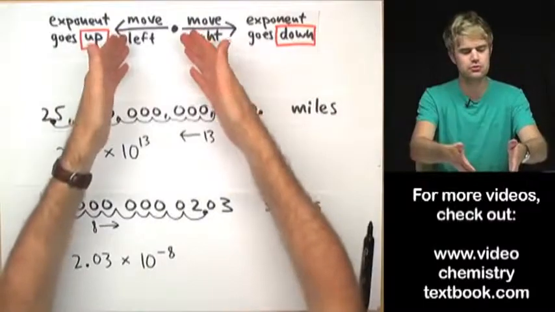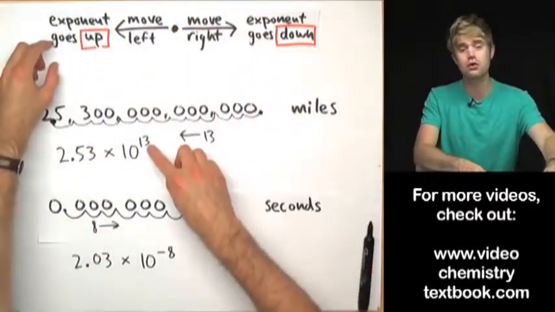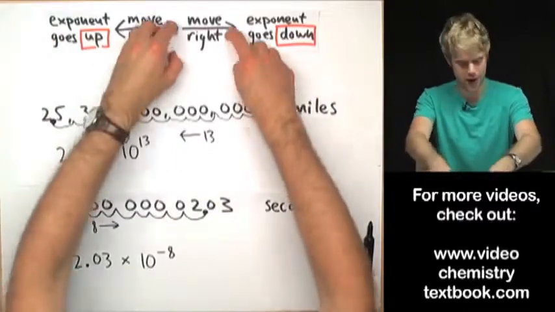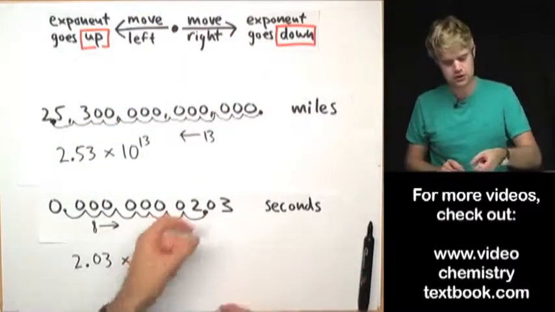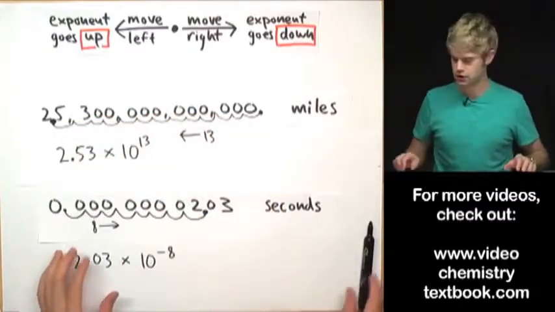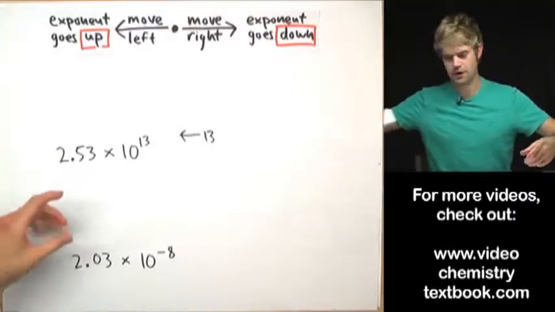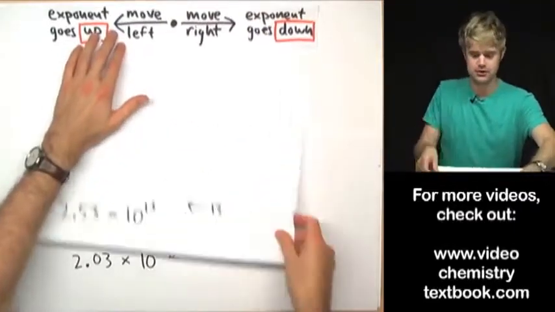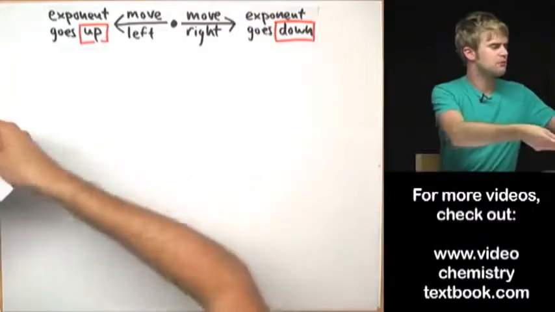So I've summed up these rules here. Here's a decimal place. You move it left, the exponent goes up. You move it right, the exponent goes down. It's negative in this direction, positive in this direction. This is the kind of thing that is best learned by just getting a lot of practice. So now we're going to do some example problems.